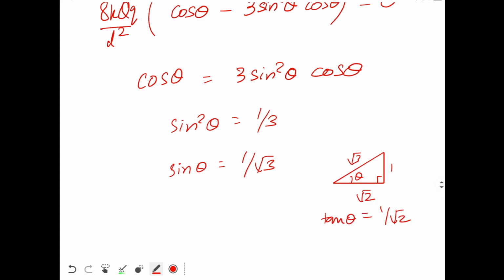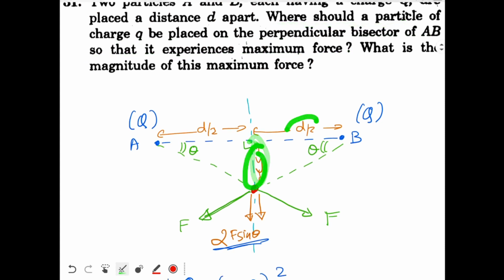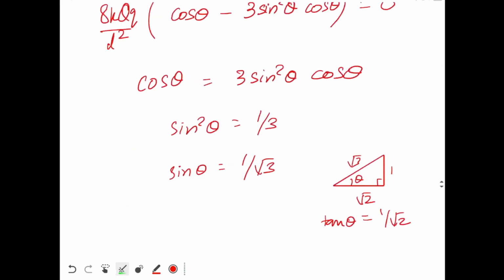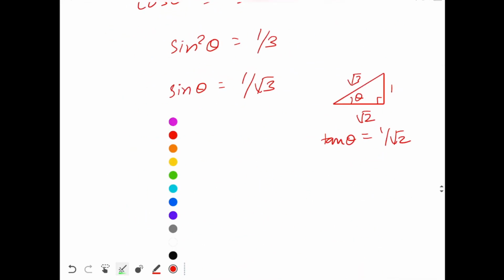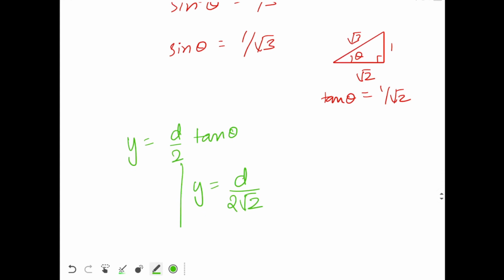So in the question they are asking where a particle of charge q should be placed on the perpendicular bisector of AB so that it experiences maximum force. So where should it be placed? We have to find this value y. y will be equal to d by 2 into tan theta. So y equals d by 2 root 2. This is the position where we will get the maximum value of the force F.